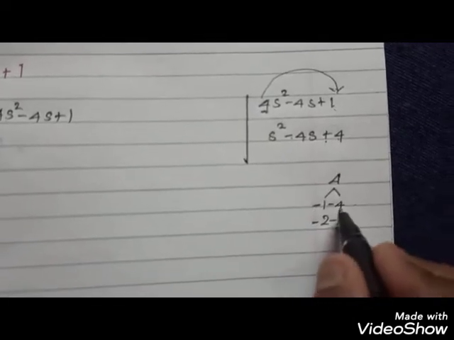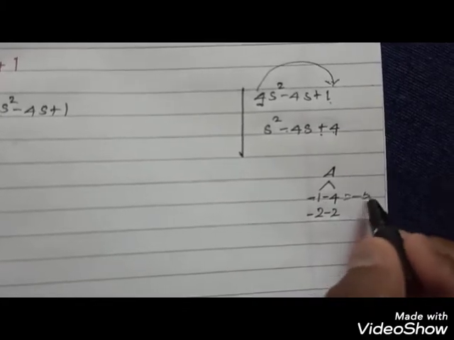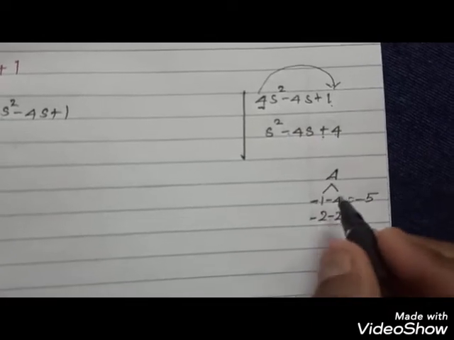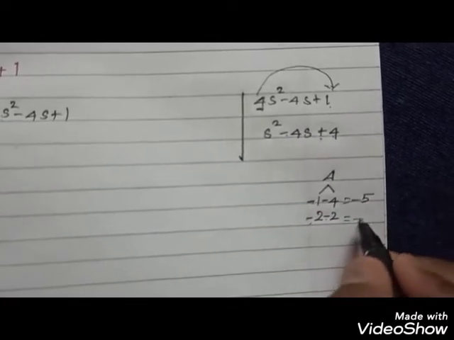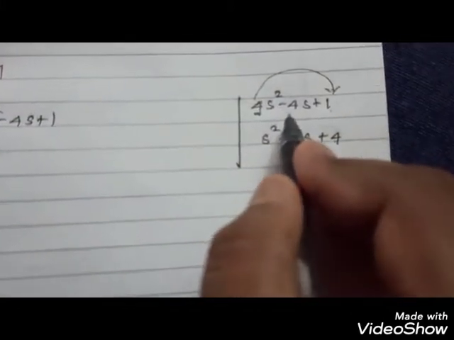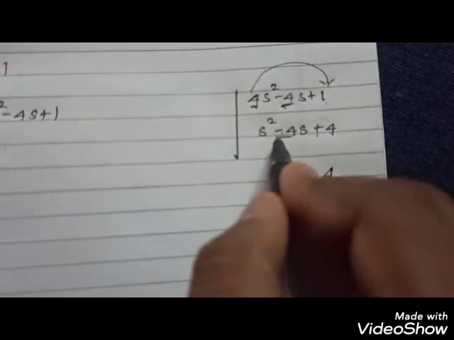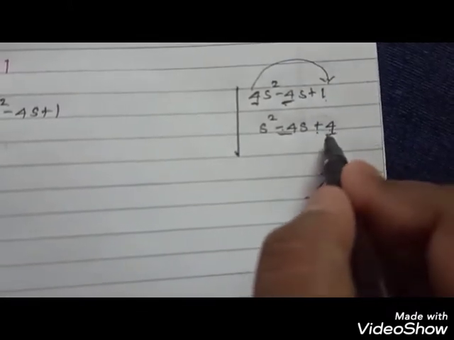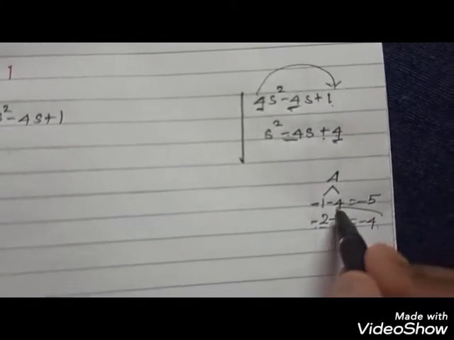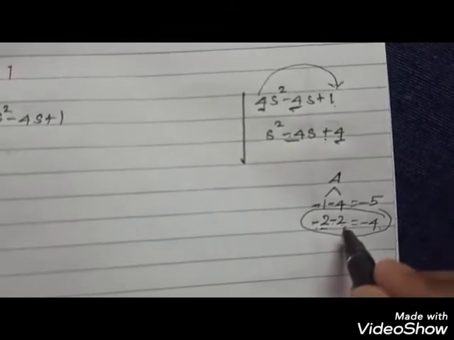Now minus into minus plus, 1 4s are 4. But minus 1 minus 4 you get minus 5. Minus into minus plus, 2 2s are 4. Minus 2 minus 2 you get minus 4. Now we need product plus 4 and sum minus 4. So minus 2 and minus 2 are the correct factors.